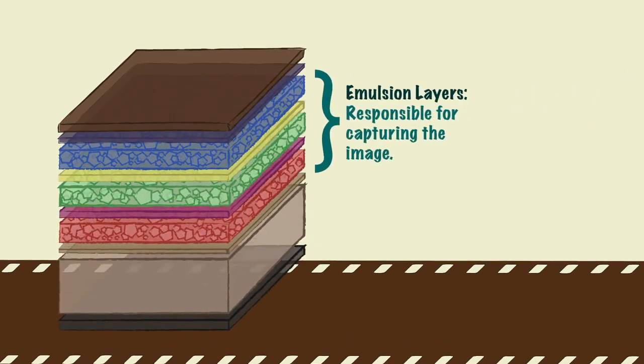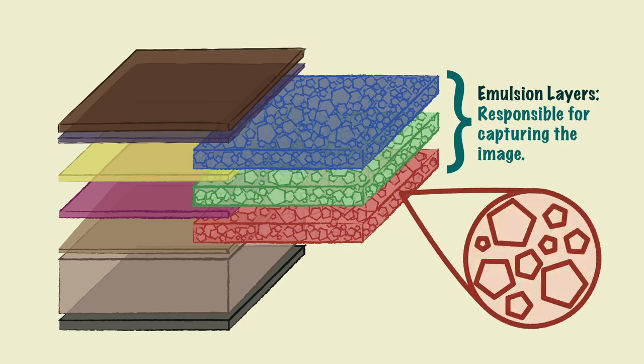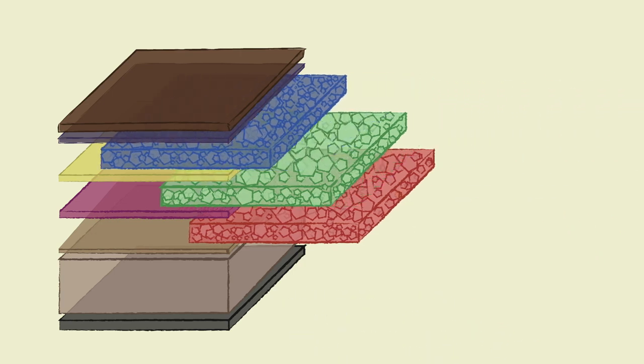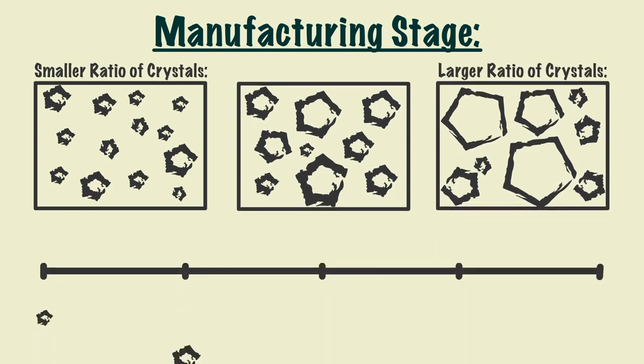Camera film is made up of layers. The emulsion layers are responsible for capturing the image. These are made up of silver halide crystals suspended in gelatine. Silver halide is sensitive to light, which is how images are formed. During the manufacturing stage, different size crystals are used to create a variety of film sensitivities.